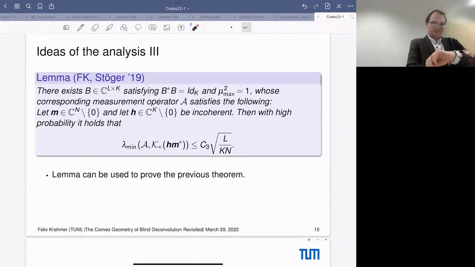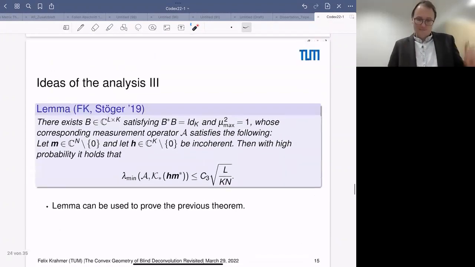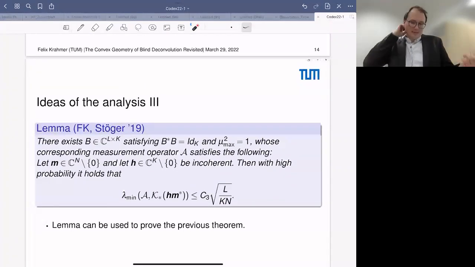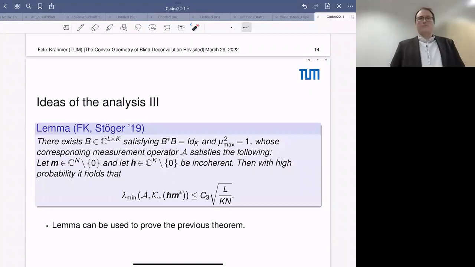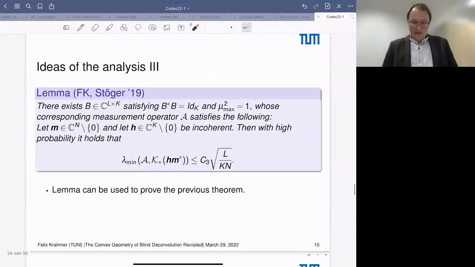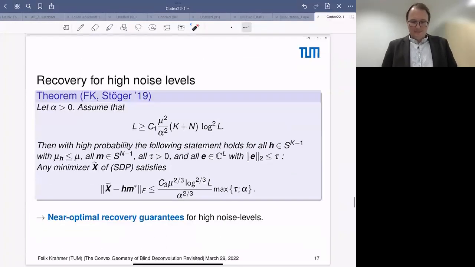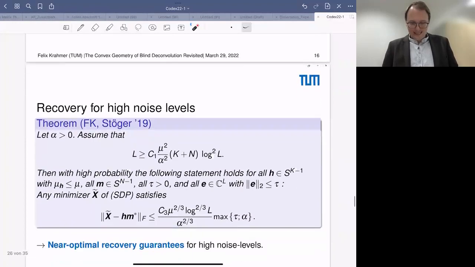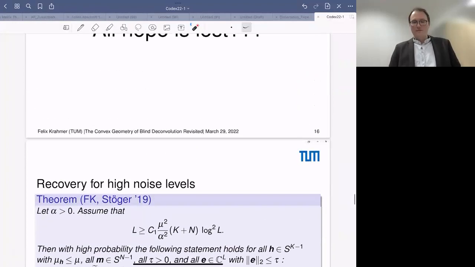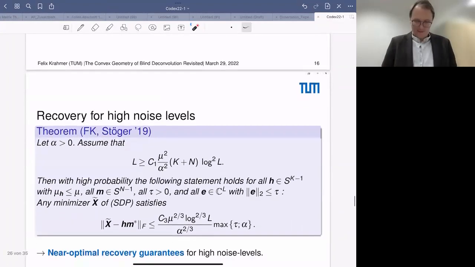But yeah, okay, this sounds very negative, which basically says that all hope may be lost. We have just shown that blind deconvolution is unstable. You get bad dimensional factors and so on. But that's not quite the case, because this is true only for very, very small noise levels.